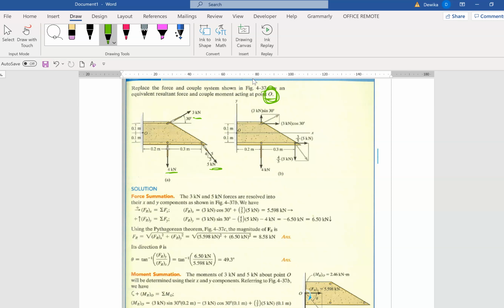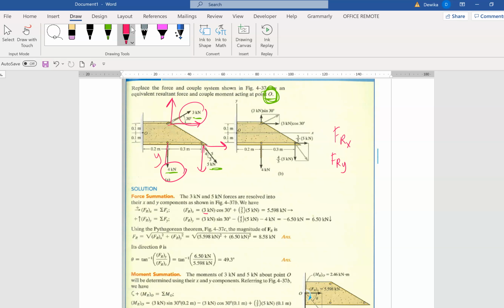Okay, you need to pay attention here. I'm going to be a bit quick because this is something we have done in a previous chapter. We need to find the force resultant in the x-axis and the force resultant in the y-axis. The 3 you can resolve to the x-axis and y-axis, the 5 we can resolve to the x-axis and y-axis, but this 4 here only exists in the y-axis.